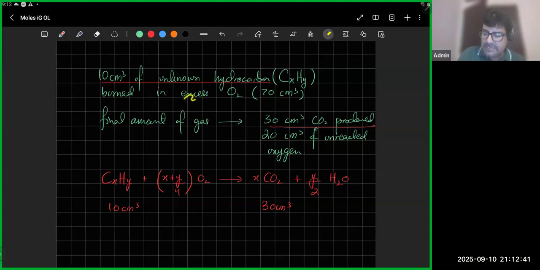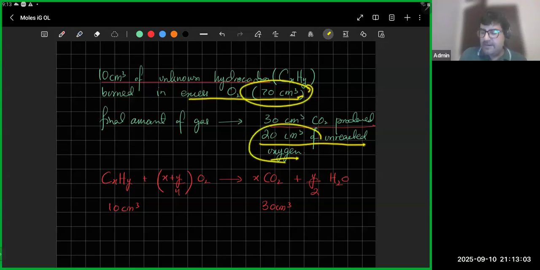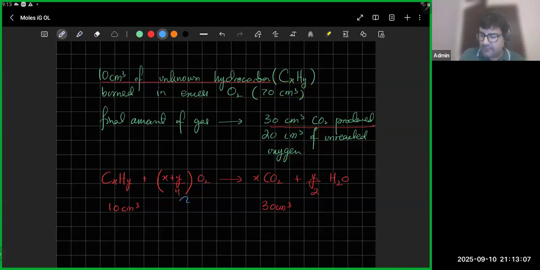What is he saying? He added an excess of 70 cm cube of oxygen. Excess means he added too much oxygen. And at the end, 20 cm cube of unreacted oxygen was still present. So what is the amount of oxygen that actually took part in the reaction? He added 70, and 20 remained after the reaction. So that means 50 cm cube of oxygen took part in the reaction. Is this part clear to everyone? Yes, sir.